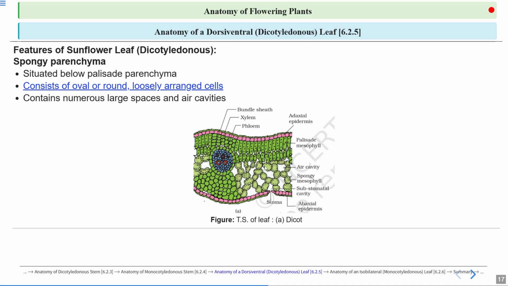Right? So these air cavities, why are they called air cavities? Because they are filled with air, and air is having both carbon dioxide as well as oxygen. And these are the two things that are required in the process of photosynthesis and respiration, respectively.